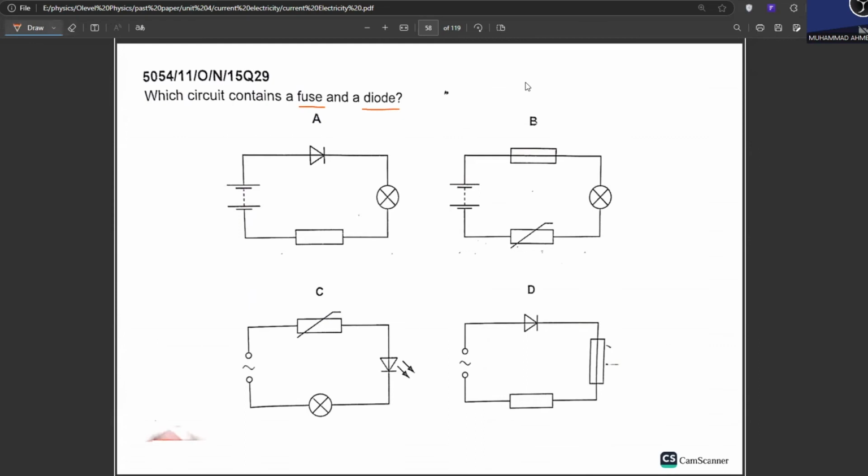Which circuit contains a fuse and a diode? A contains a diode but not a fuse. B contains a fuse but not a diode. C contains neither a fuse nor a diode. D is your correct option. Here you have a diode. Where is your fuse? This is your fuse.